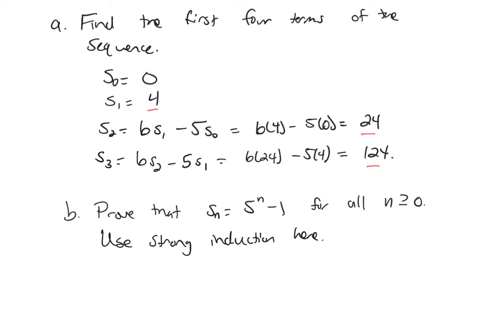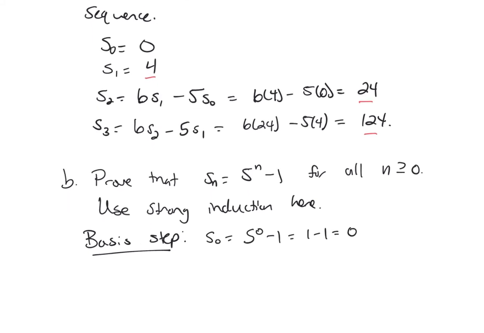All right, so let's start with strong induction. The steps are still called the same thing, the basis step. But now instead of 1 value, you're going to have 2 values that you have to show in your basis step. So let's start with S0. If I plug in 0 into this formula, you get 5 to the 0 minus 1. 1 minus 1 is 0. That is true. S0 is 0.